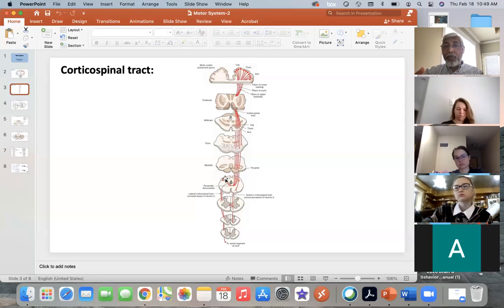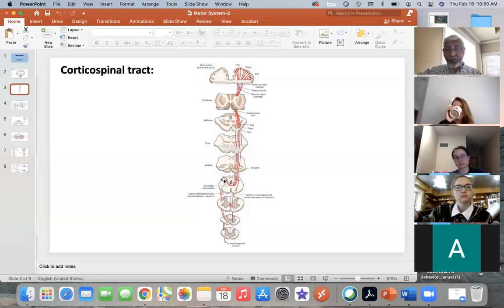Now, between text and text, there are some differences. Some of the texts will say 90% of the fibers will cross to the other side, and they will eventually form the lateral corticospinal tract, and 10% of the fibers will remain on the same side. They will form the anterior corticospinal tract. So until here, they are all the same. The whole corticospinal tract is the same. But at this point, at the lower border of the medulla, we call it medullary decussation. You will see the decussating fibers actually when I show you the medulla.